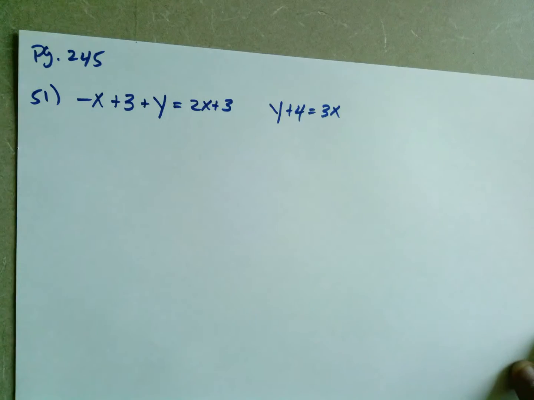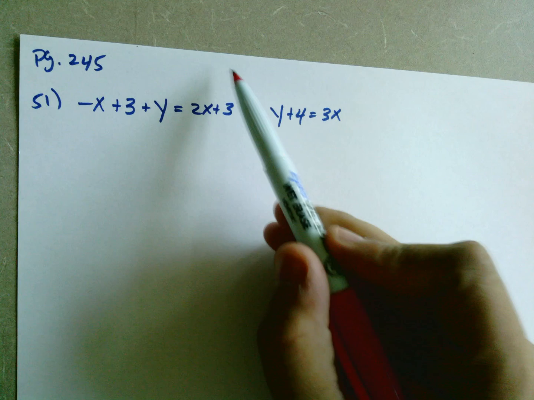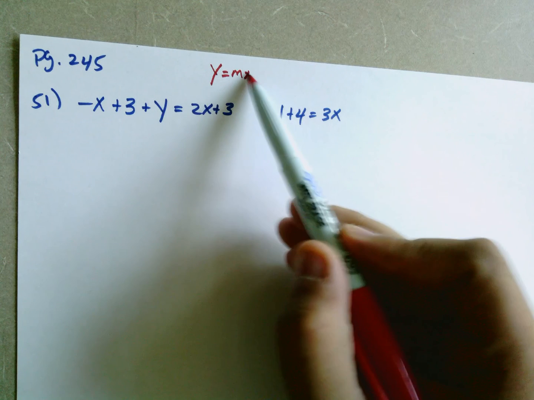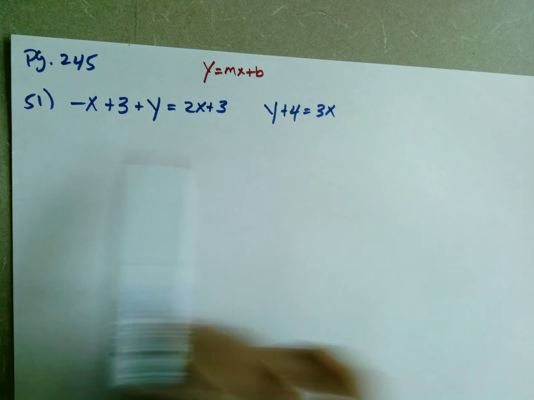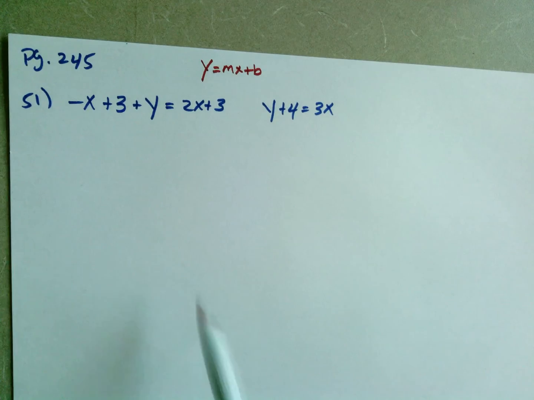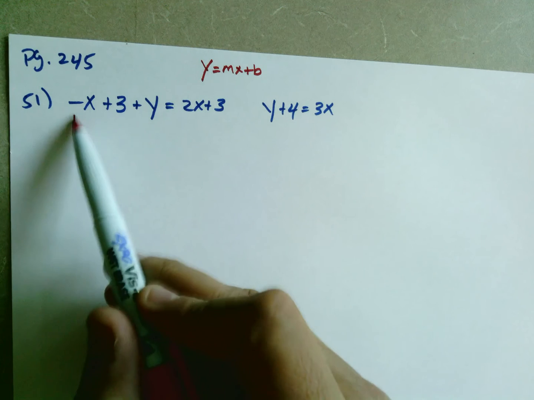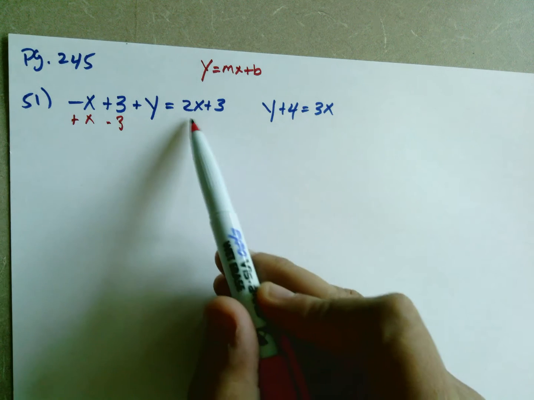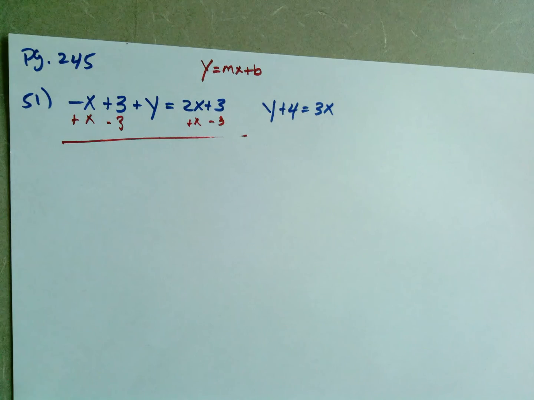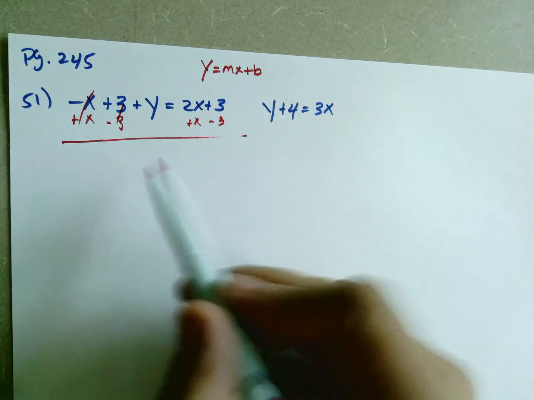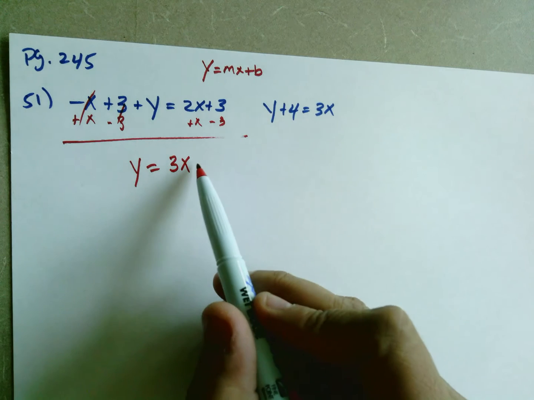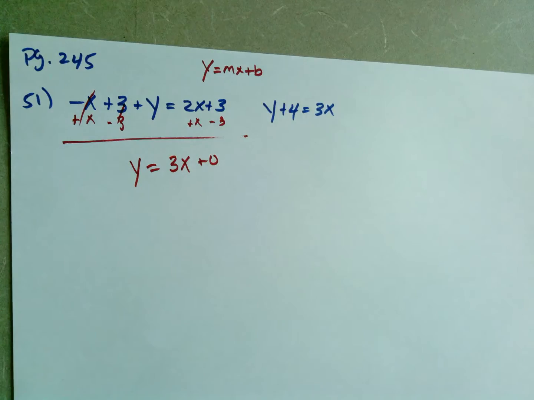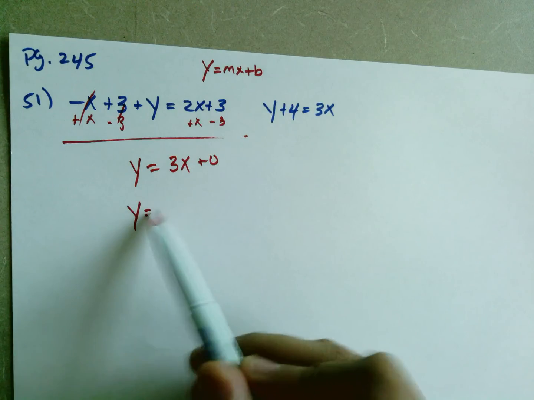Finally, number 51. Again, like in the other examples, I want this to look like y equals mx plus b. This first equation here is a little jumbled up. Again, I want y by itself so I can move everything to the right hand side. I'm going to add x and subtract 3. I'm actually going to do 2 steps in one here. So I'm left with y equals, if I add x, I get 3x. If I subtract 3, I get 0. So it's really plus 0. Or I can just write this equation as y equals 3x.